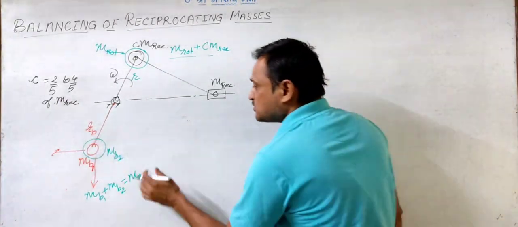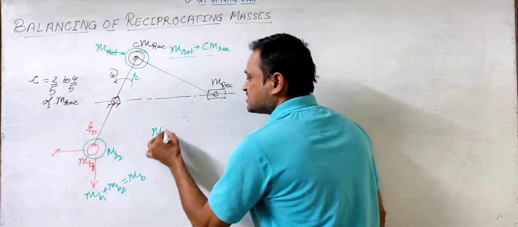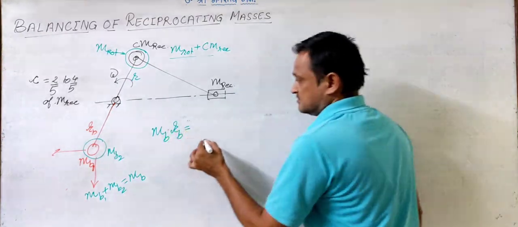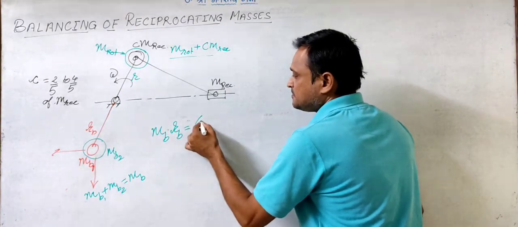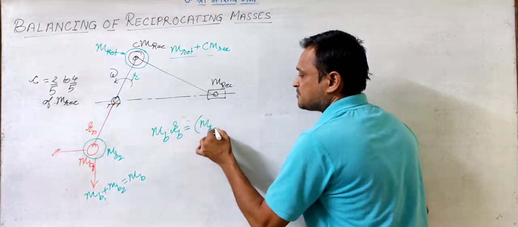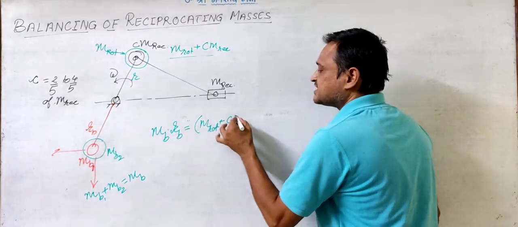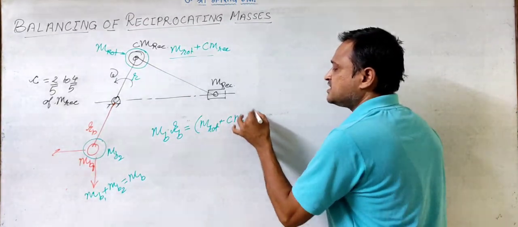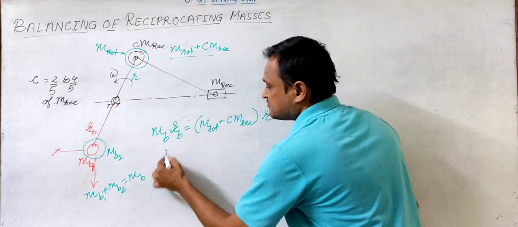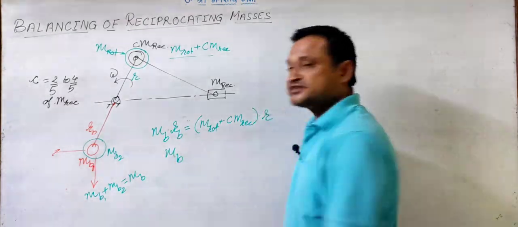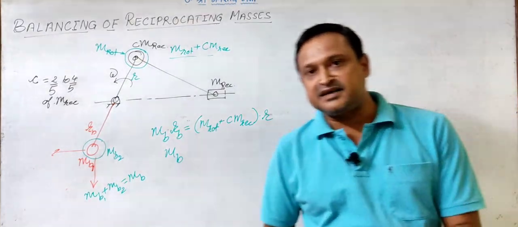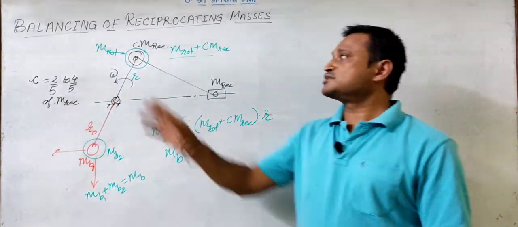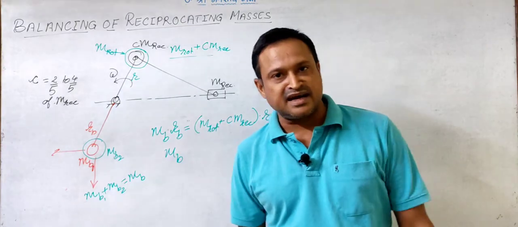Now if I want to find this balancing mass, I can simply say that the balancing mass will be (M rotating plus C times M reciprocating) times R, divided by RB. So I can find out what is the balancing mass required at RB. Now here you will see that the rotating mass is completely getting balanced.